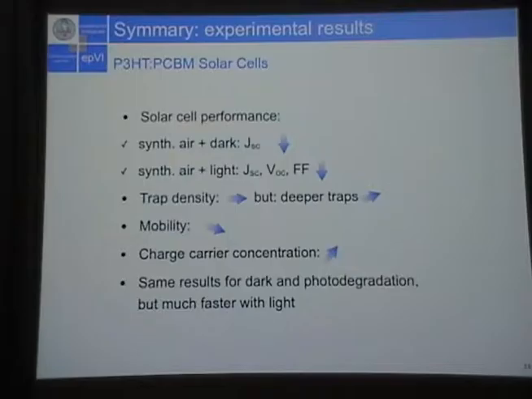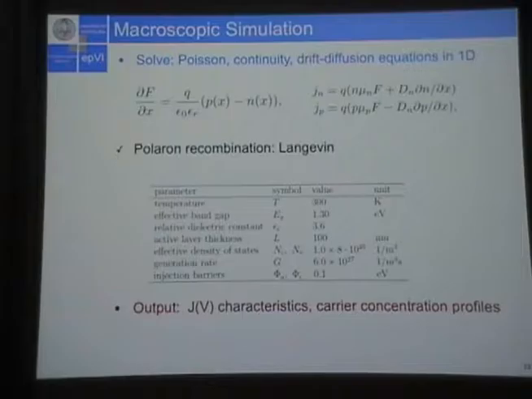How to understand it? Can we understand the influence of charge carrier doping on the main parameters of the solar cell? For this, we performed macroscopic simulation by solving a system of Poisson, two drift and diffusion equations for electrons and holes, and, of course, the continuity equation. Well, we assumed bimolecular recombination of Langevin type, so depending on the mobility. But at this stage, we didn't consider, and I would like to just mention it, the Coulomb-bound polaron pairs, so the excitons are split directly into free charge carriers. So it's an assumption.